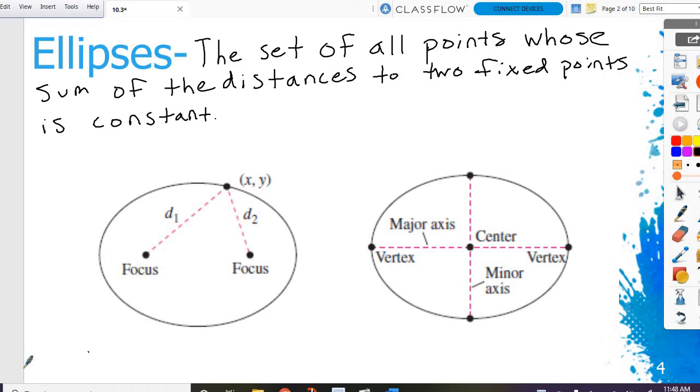Okay? Your center is going to be kind of like the center of your circle. Okay, it's going to be in the middle. We have vertices, which are along your major axis, which is going to be your longer one. Your minor axis is going to be the shorter one. We have two axes this time. So how many axes does our parabola have?